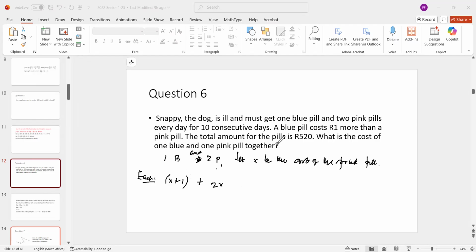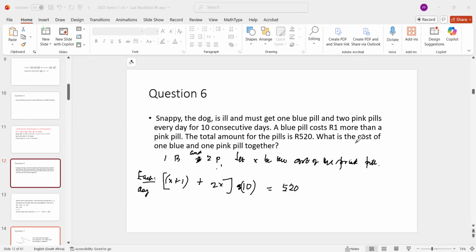Now, the total amount for the pills is 520 rands. Now, this is the cost for each day. So therefore, for 10 days, the total cost will be that amount times 10. And it's given that this is 520.